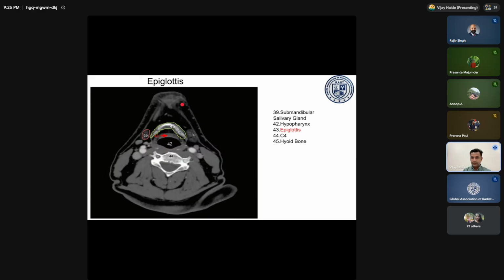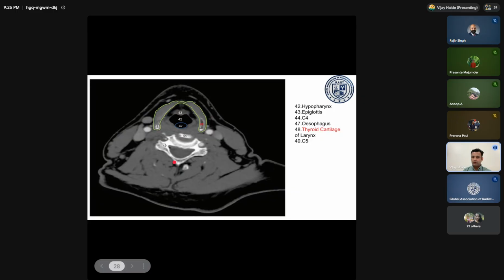So moving inferiorly at the hyoid bone level, this is the epiglottis. Below that, there is the hypopharynx. The submandibular gland ends here at the C4 level. We are now approaching the upper larynx. So the larynx will start from here. The thyroid cartilage is denoted by this green color. It is the largest cartilage of the laryngeal skeleton. Posterior to the airway, there is the esophagus. You can see the esophagus will start from here.